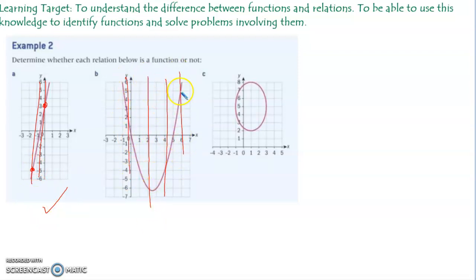Each time I draw a vertical line here, I only cross once, so also good. But when I draw a line here, it crosses twice, which basically means that if I were to create a table of values for this, the value x equals 1 would touch both 2 and 8, for example. So the domain repeats itself.